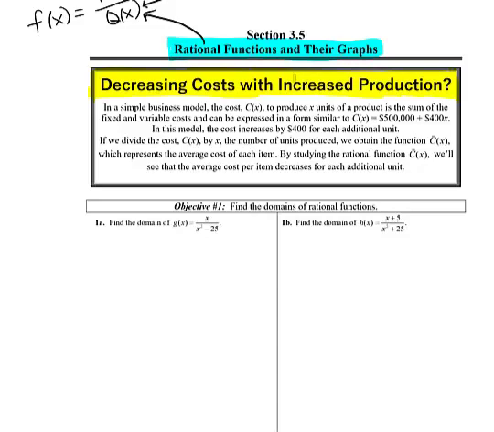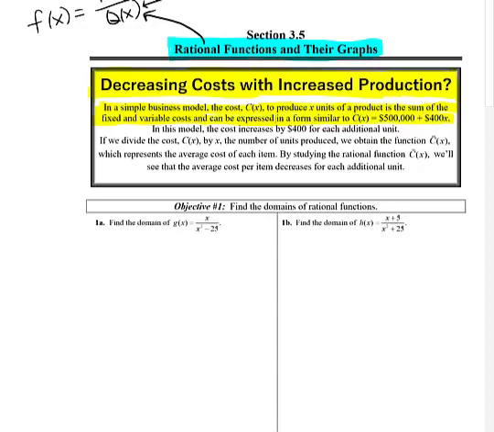Anyway, what does it say? In a simple business model, the cost, we'll call it c of x, that's a function, to produce x units of a product is the sum of the fixed and variable costs. I guess the fixed cost is like the facility you're manufacturing at, the cost of that was already fixed. The variable cost might be materials, since prices go up and down. But that can be expressed in the form c of x.